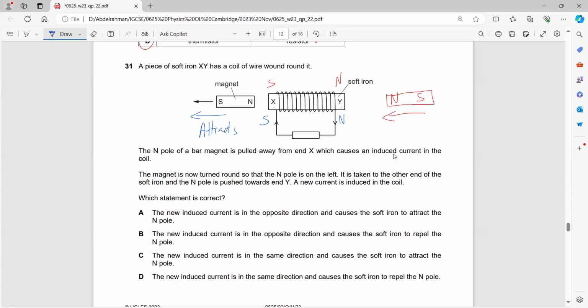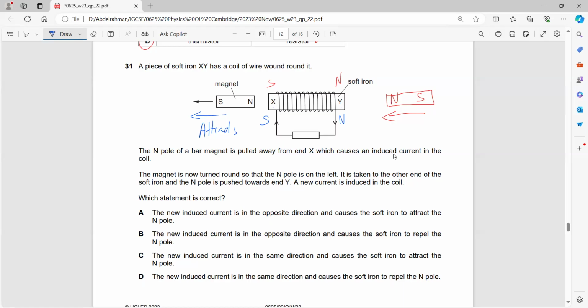Why would it not be north? X would be south. Why? Because when it's moving away, it attracts. But I also told you that it switched. One second, I'm talking initially, before you switched it. It was moving away, so you're now attracting the poles. It would be south and north.